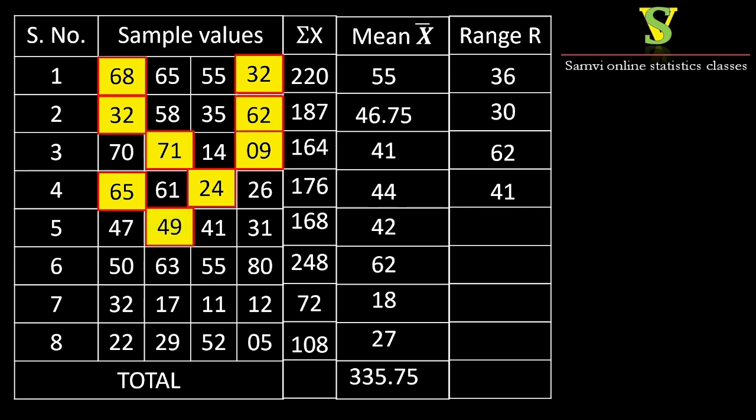Next row highest is 49 and lowest is 31. 49 minus 31 will get here 18. Next row highest is 80 and lowest is 50. 80 minus 50 will get here 30.